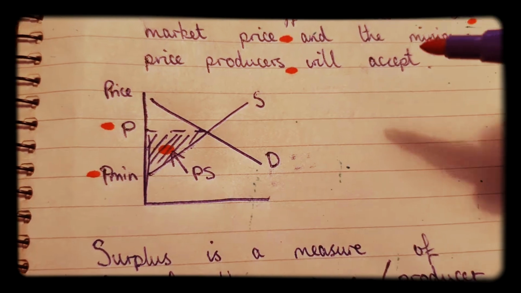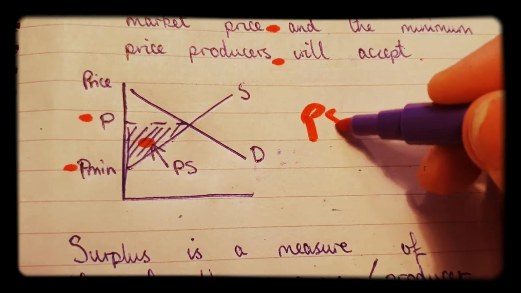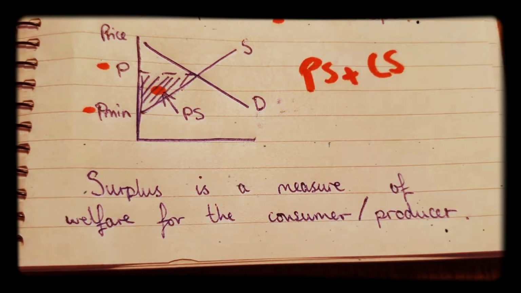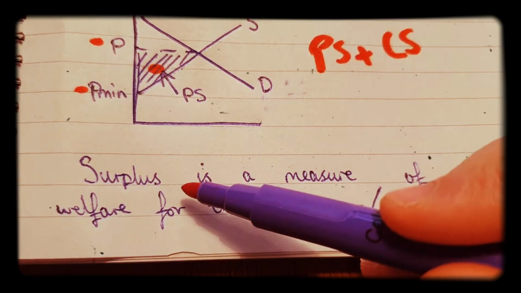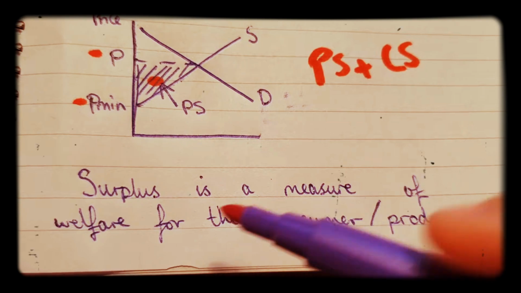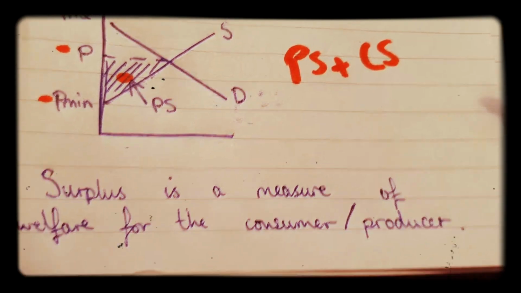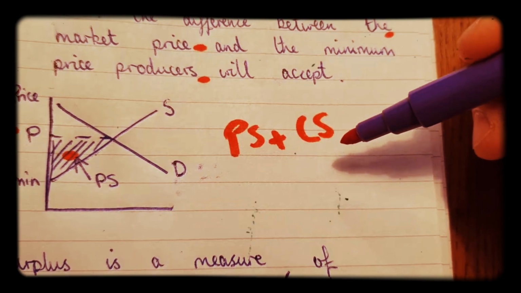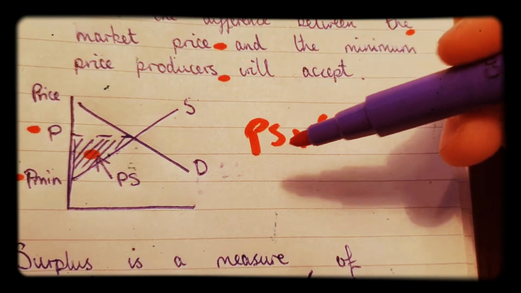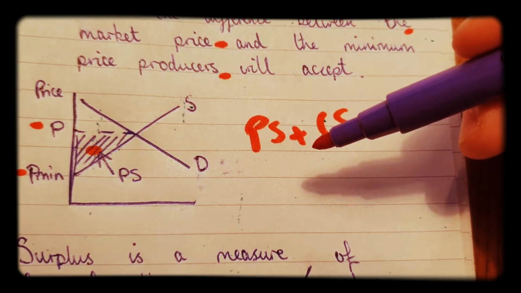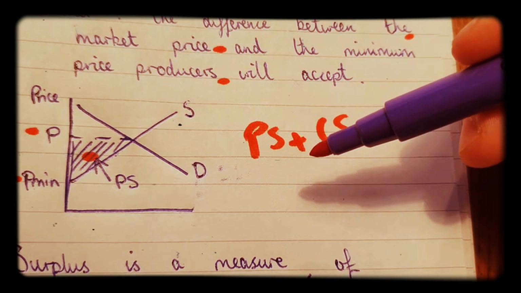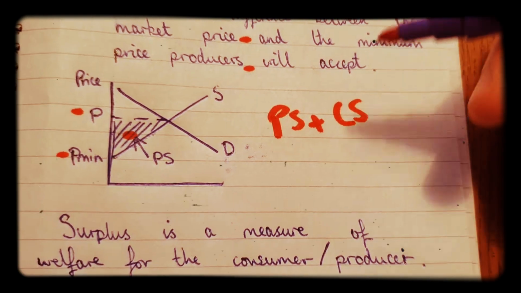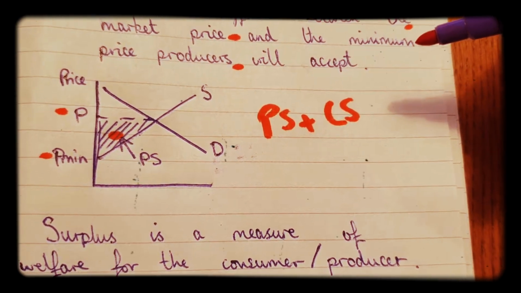So what is producer surplus plus consumer surplus? First of all, we need to figure out what they are. Surplus is a measure of welfare for the consumer or the producer. So consumer surplus will be the measure of welfare for the consumers, and producer surplus is the measure of welfare for the producers. So if you add the two welfares up, you get society's welfare overall.